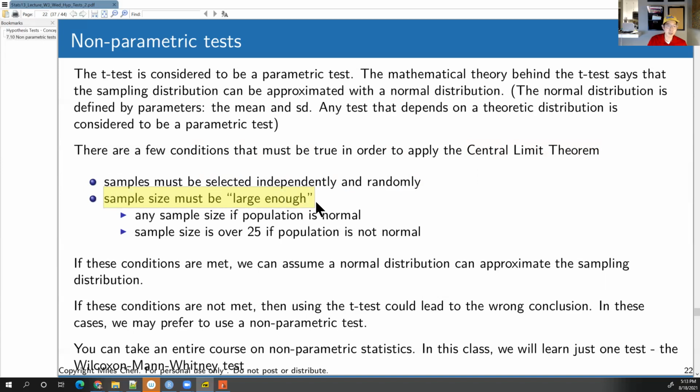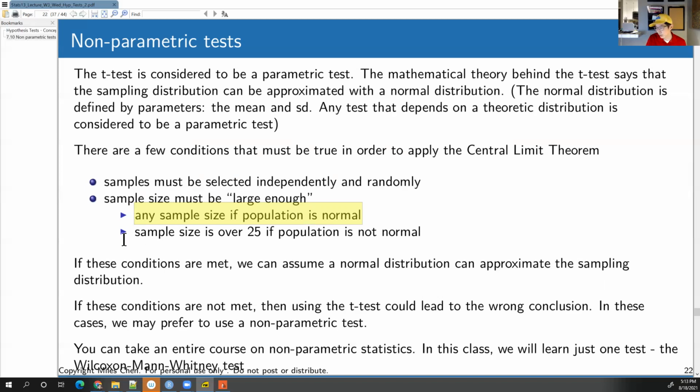And I think there was an example in your homework where you did not have a sample that was large enough. Okay, the sample must be large enough. And what that means is if the population is normal, any sample size is large enough. So if you look at your data, it seems like it's normal, you don't have any outliers, you could get away with that using a small sample.